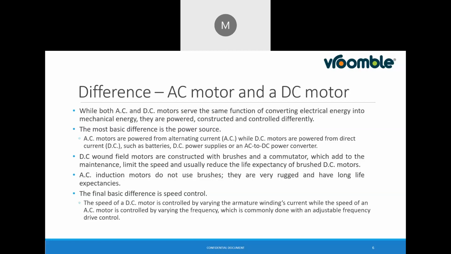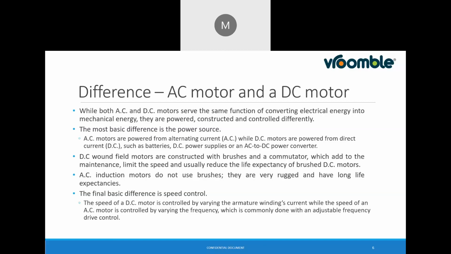Now, DC wound field motors are constructed with brushes and a commutator, which add to the maintenance, limit the speed, and usually reduce the life expectancy of brushed DC motors, that we already know, the carbon brushes, to collect the current and then to run the motor. Now, in AC induction motors, we don't have brushes. There are only coils on the rotor and stator, and both are provided with power supply, which creates magnetic flux in between, and it starts rotating, right?